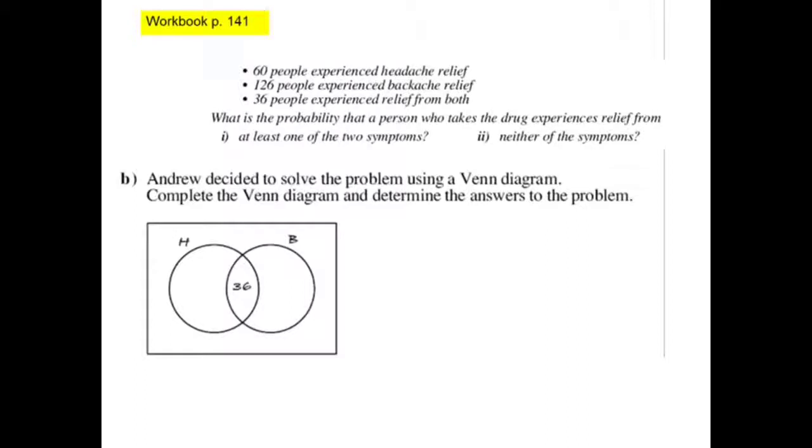Okay, so Andrew decided to solve the problem using a Venn diagram. Complete the Venn diagram and determine the answers to the problem. Well, for headache relief, we had 60 people, if you recall, and we know that we had 36 people experience relief from both. We'll put that 36 right there, as we see. Now, you take the 60 and minus those who experience relief from both, we should get an answer of about 24 who got headache relief only. Okay, because 24 plus 36 will be 60.